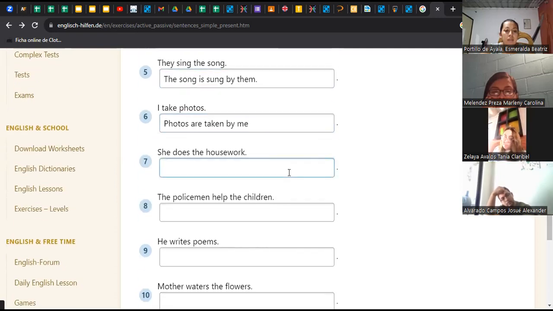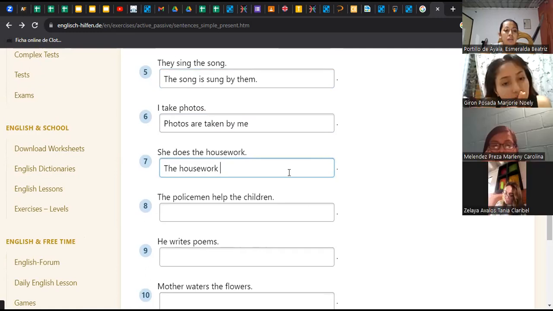What about "she does the housework"? The housework is done by her. We're going to include "by her", but you know that we can omit it, right?